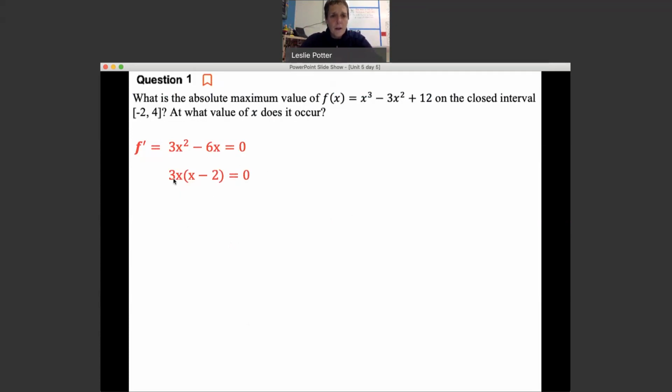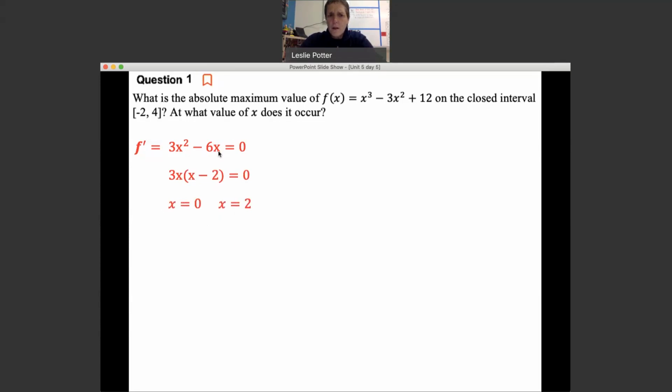We got a factor of 3x. We'll set that equal to 0. We get x equals 0. Got another factor, x minus 2. Set that equal to 0. Solve, and we get x equals 2. So we have hills and valleys at these locations. Not quite sure which one's which. We look at the derivative.